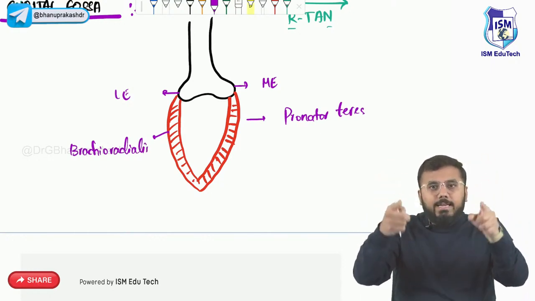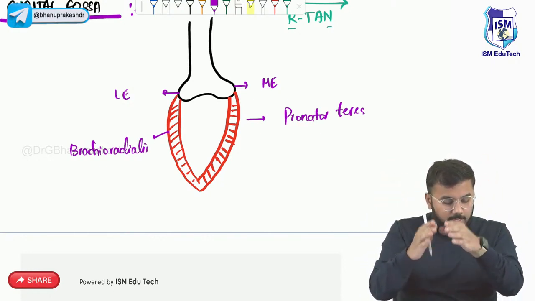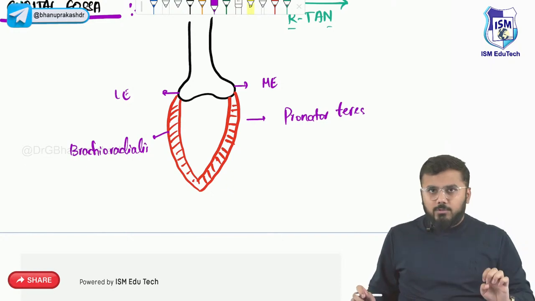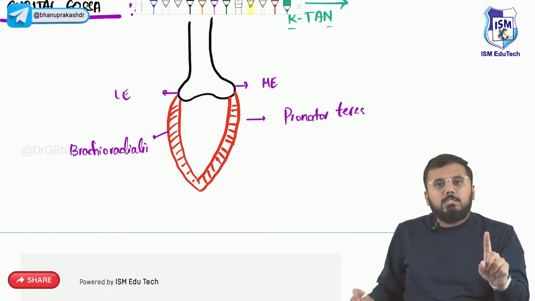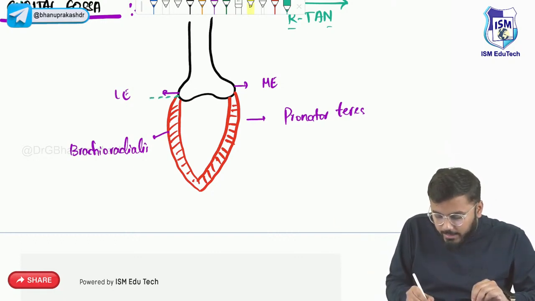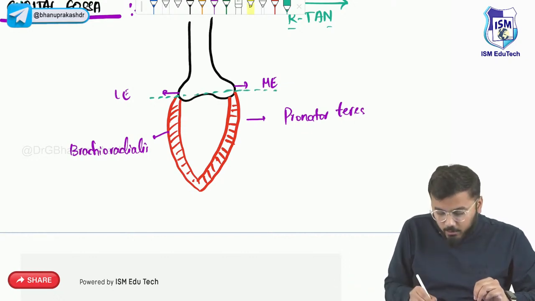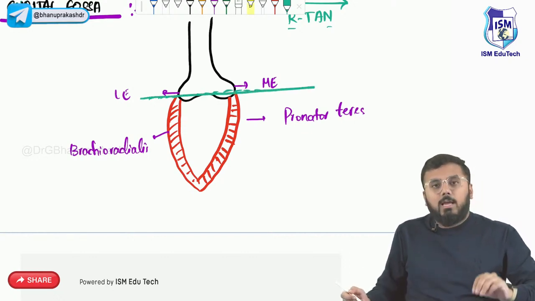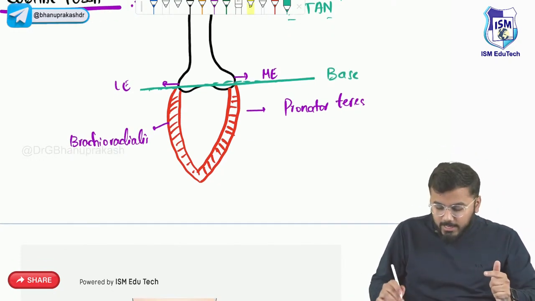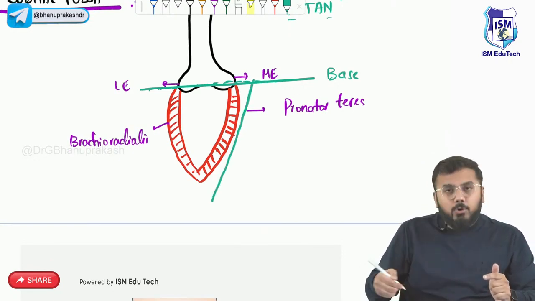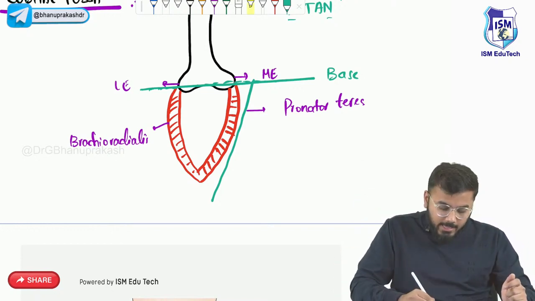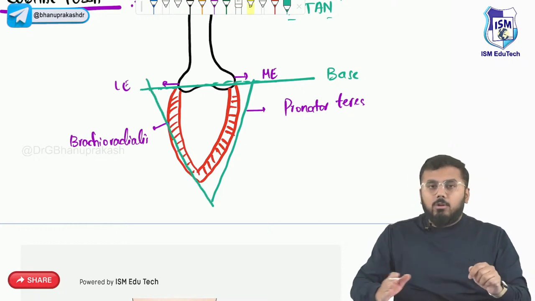Now you can see a triangle that is formed, a fossa. This fossa here is called your cubital fossa. So question number 1: what are the boundaries of the cubital fossa? The boundaries of the cubital fossa are 3. If I draw an imaginary line from the lateral epicondyle to the medial epicondyle, this is called the base of the cubital fossa. The line I am drawing towards the pronator teres forms the medial border of the cubital fossa, because it is towards the medial epicondyle. The other line which I am drawing like this forms the lateral border.